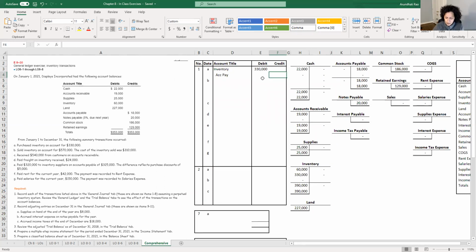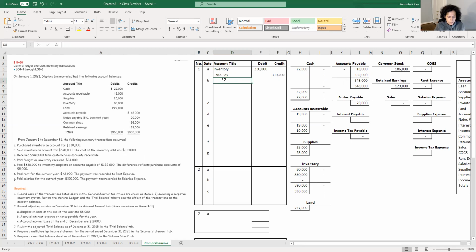Our debits must equal credits. So we have accounts payable at 330,000. Again, you see that number came through over here. Let's focus on the transactions. We sold inventory on account for $570,000 that cost $310,000. So we have 2 journal entries we're going to do over here.